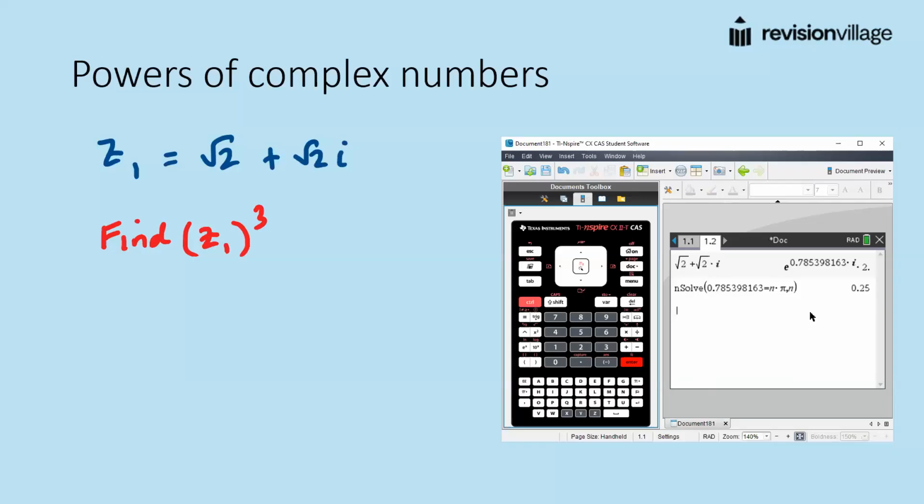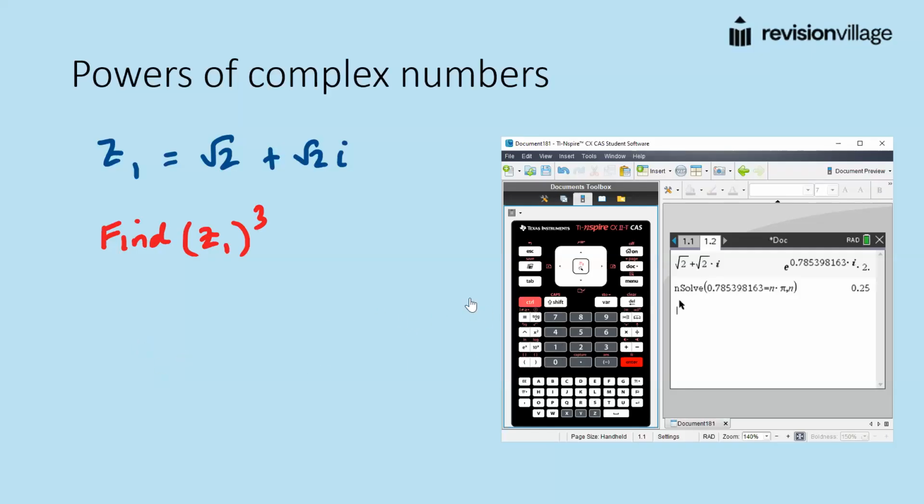So now I know that the argument of this is 0.25 pi, without having to do any kind of complicated conversion in my head or something like that. And 0.25 is the same as a quarter. So I know the argument's pi over 4 and the modulus is 2. So that's useful for me. It may be for you, I don't know.